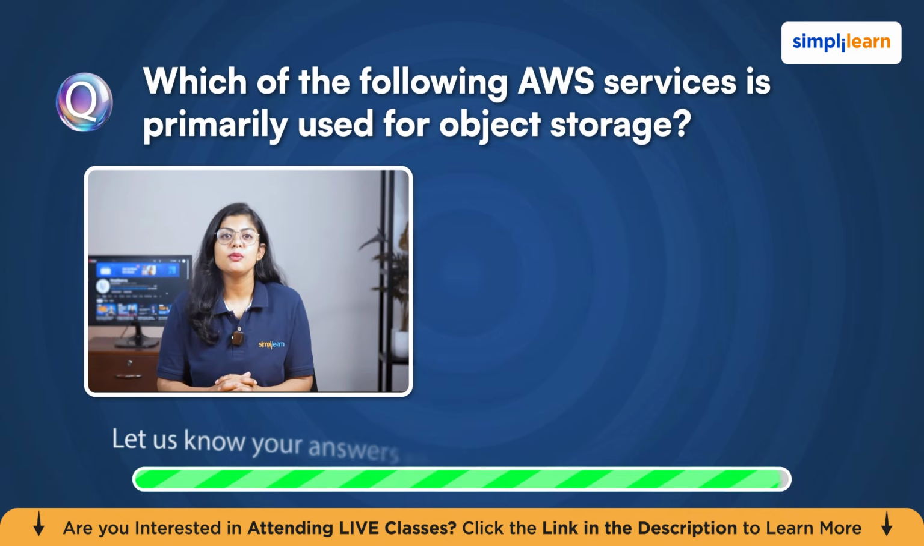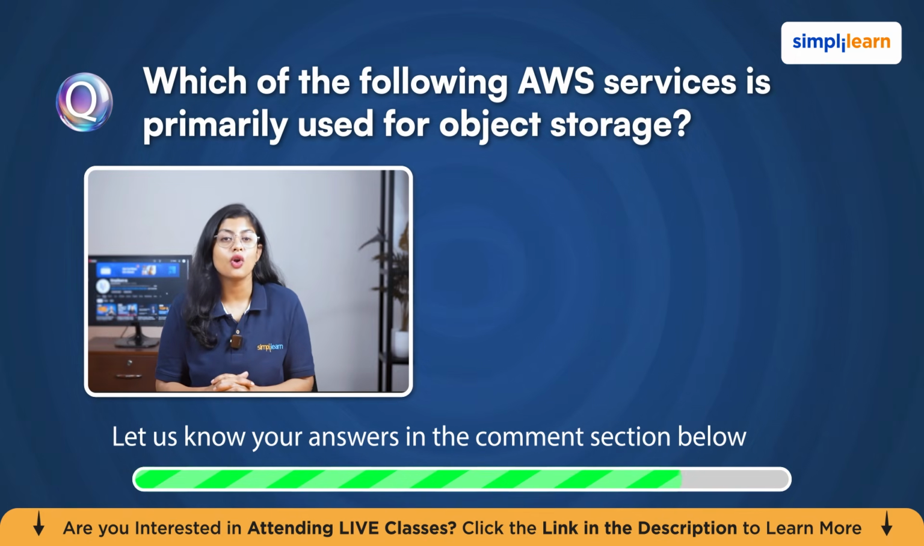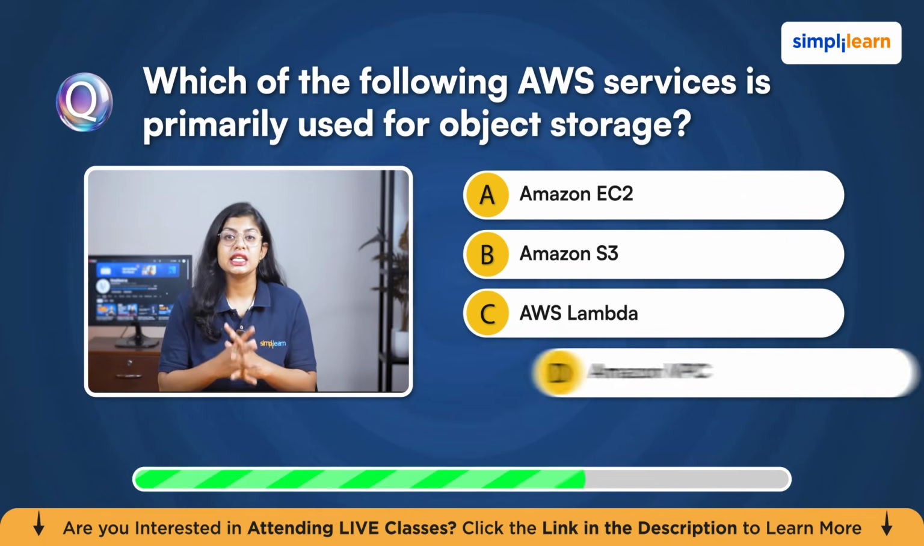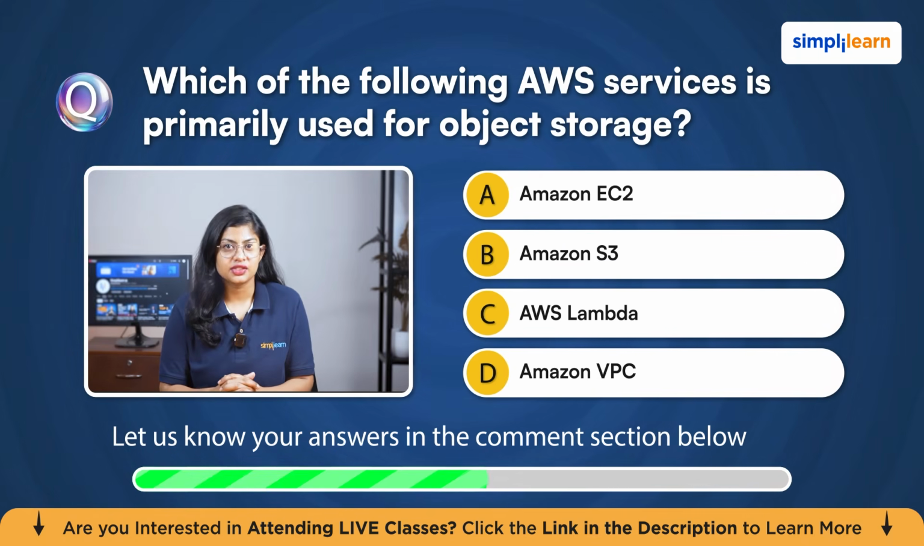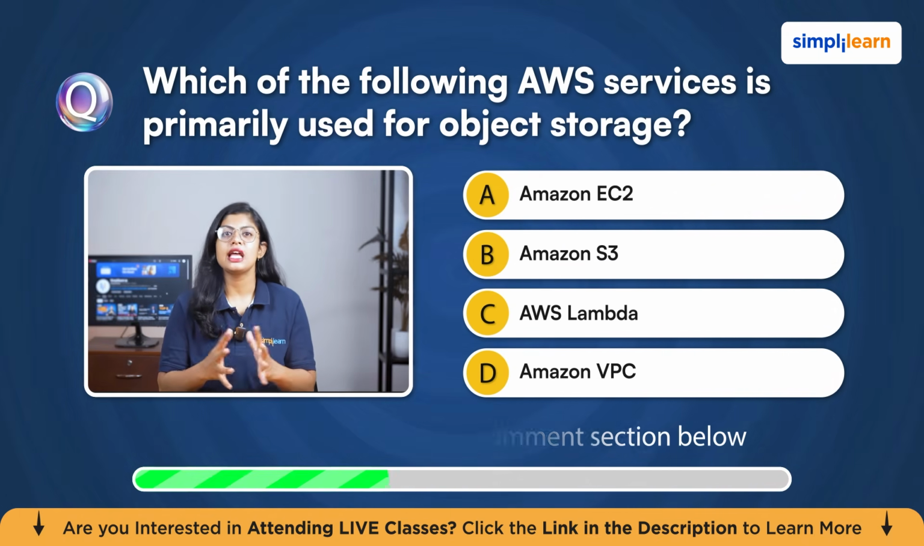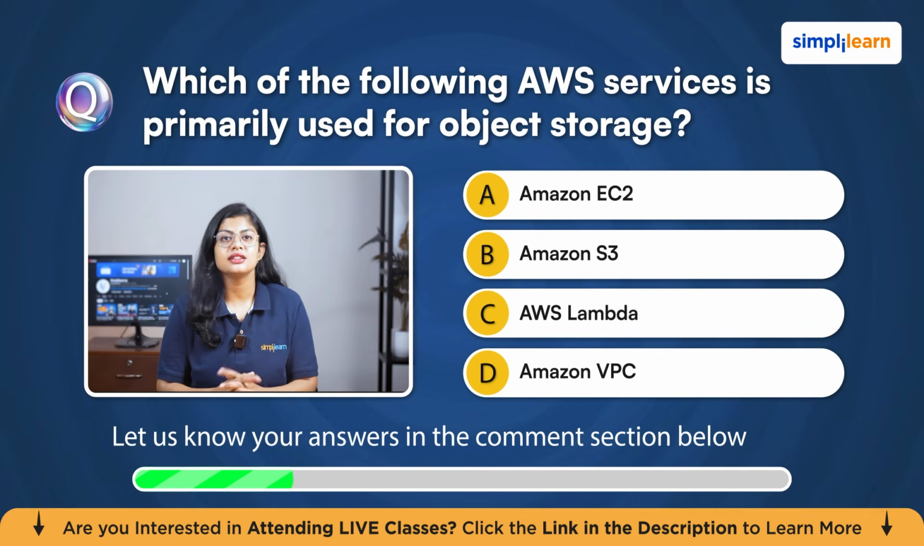Before we begin, here's a small quiz for you to answer. Which of the following AWS services is primarily used for object storage? Is it Amazon EC2? Or is it Amazon S3, AWS Lambda, or is it Amazon VPC?